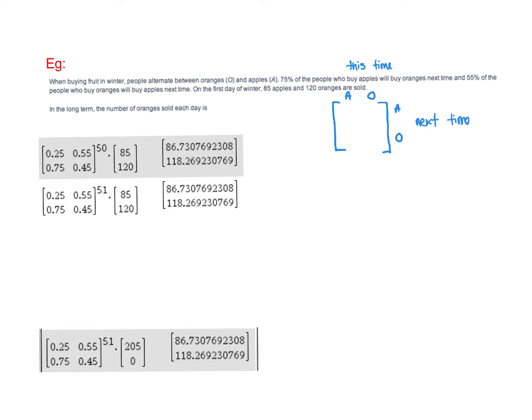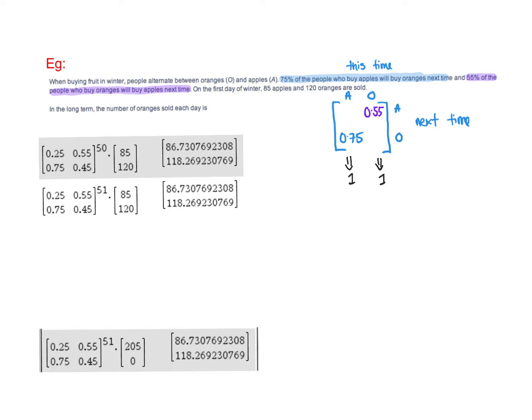So if we go through it, the first bit says 75% who buy apples buy oranges next time. So I'm going to say apples this time, oranges next time. I'm going to change that to a decimal, because remember our transitions need to add up. And then the next piece of information says 55% who buy oranges buy apples the next time. So oranges to apples, 0.55. Now these have to add up to 1.